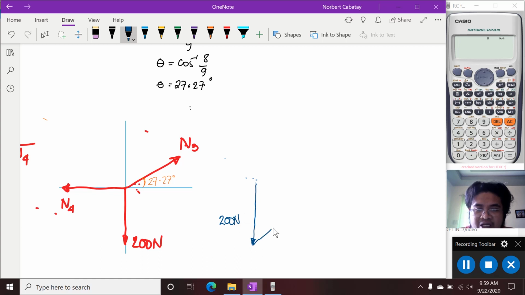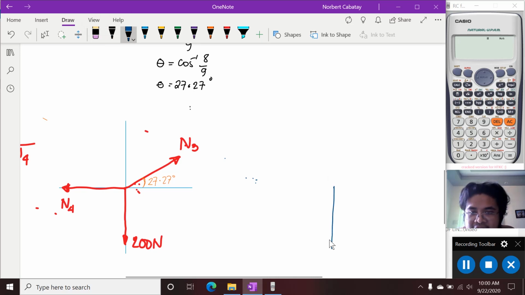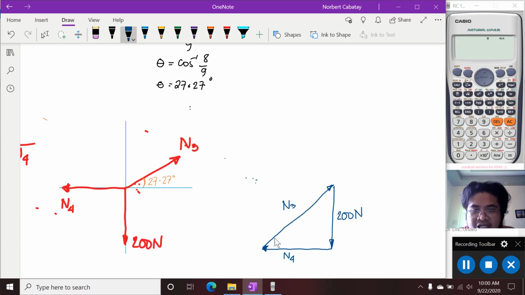Tapos, pwedeng si N3 or unahin ko na si N2 para madali. N4 rather. So, pababa, 200. So, it's really up to you kung paano siya mag-form ng triangle. Ito si N sub 4. Tapos, yung N sub 3, papunta dito. So, si N sub 3. And this angle is 27.27 degrees. And this is, of course, 90 degrees.